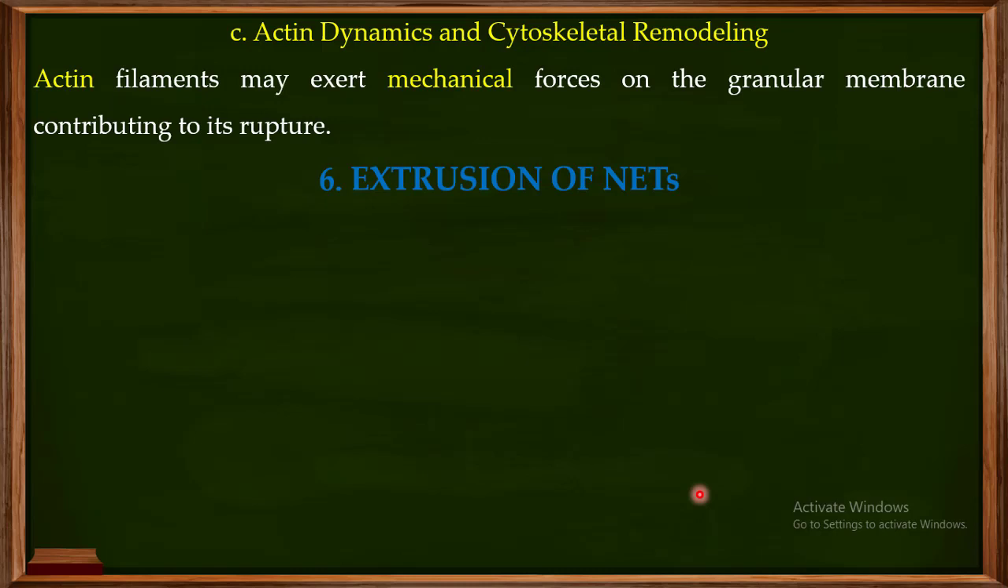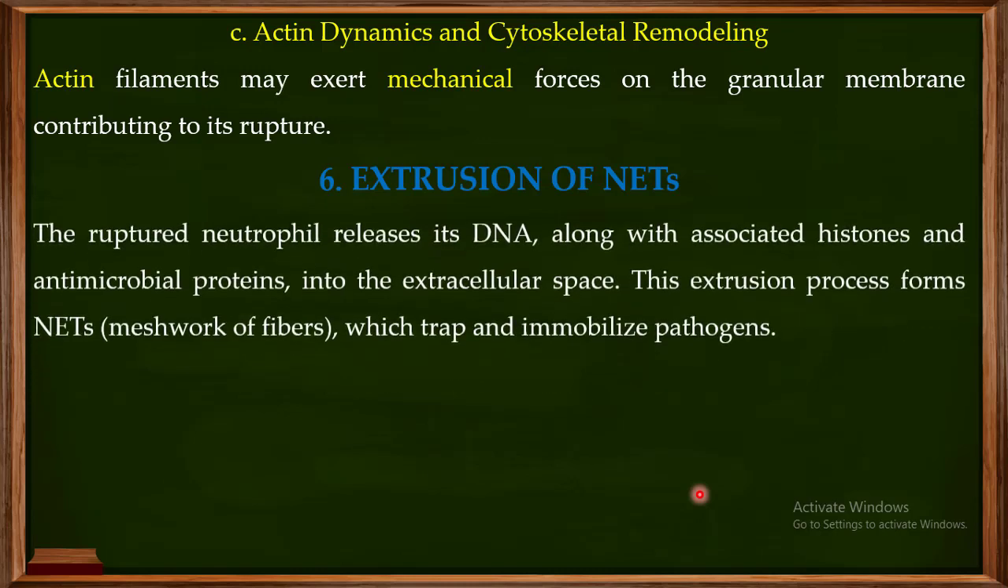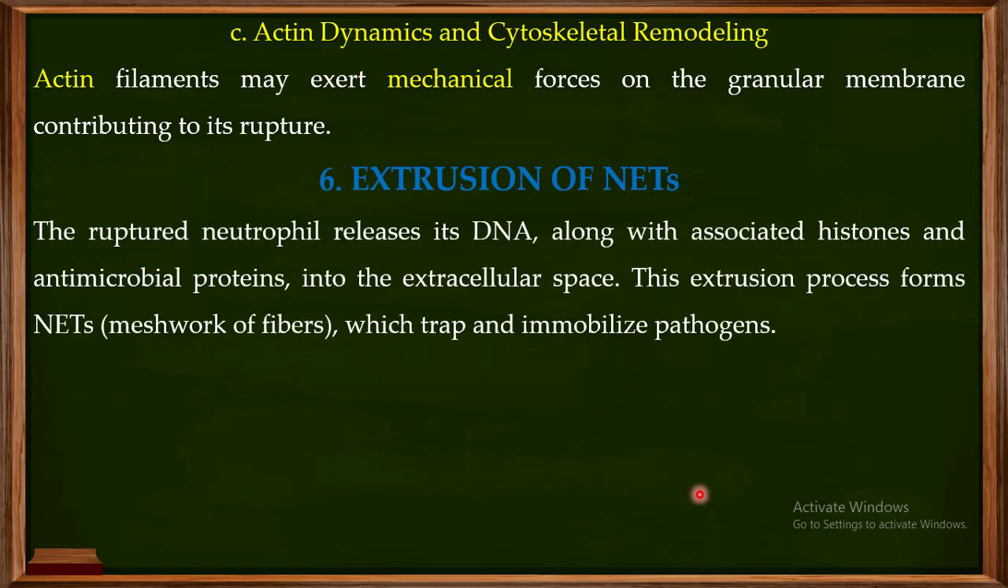The components, the chromatin, the histone, the antimicrobial peptide, are now in contact with each other. You have mixed them by the rupture of the granular and the nuclear envelopes. Now it's time for the extrusion of the nets. Now the ruptured neutrophil releases its DNA along with the associated histones and antimicrobial protein. As I've told you, now they have been mixed. Now the mixture is actually released into the extracellular space.